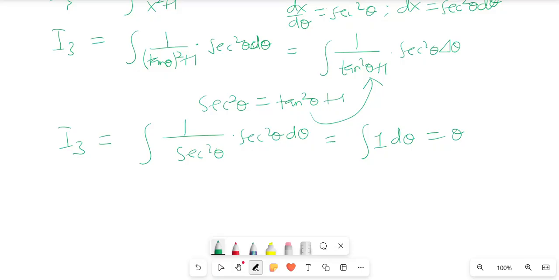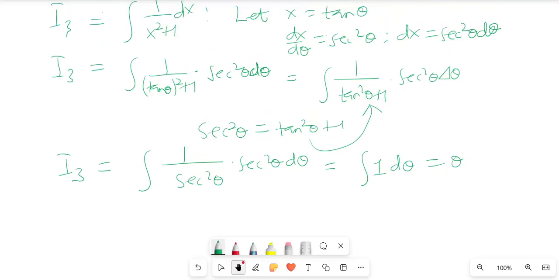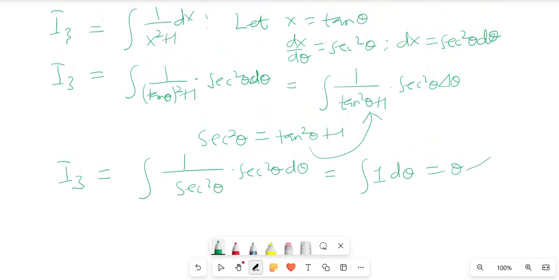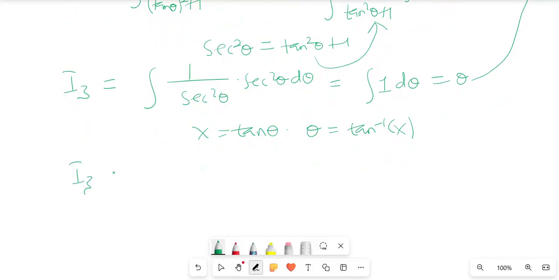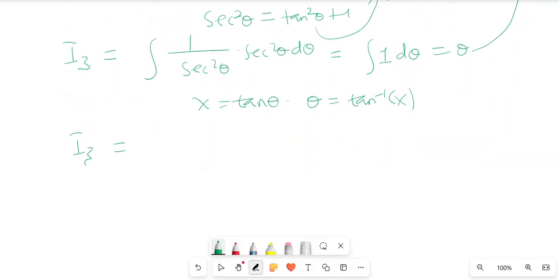But what is theta in terms of x? We can scroll up a little bit. From here, x was equal to tan theta. So in that case, theta is equal to the arctan, or the tan inverse, of x. So our I3 is equal to the arctan of x.